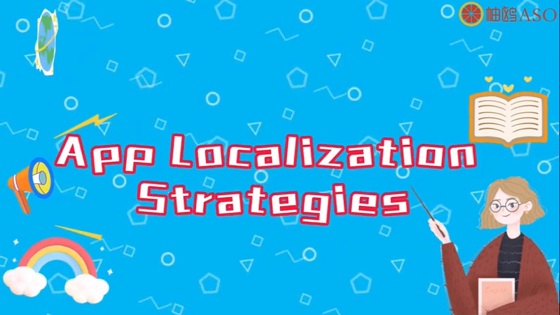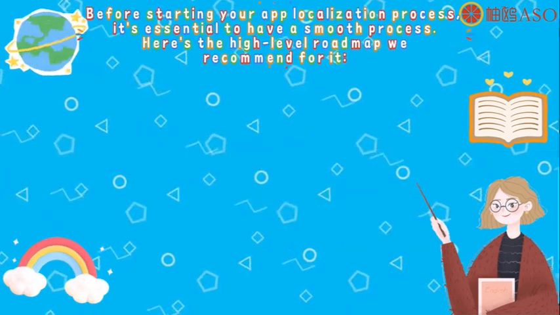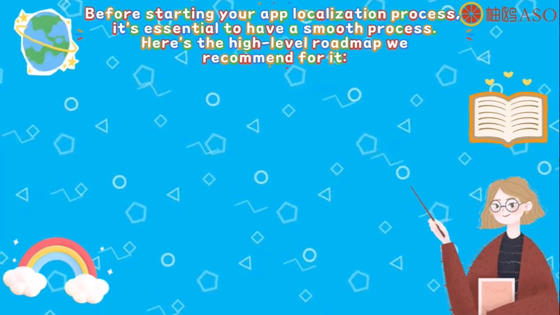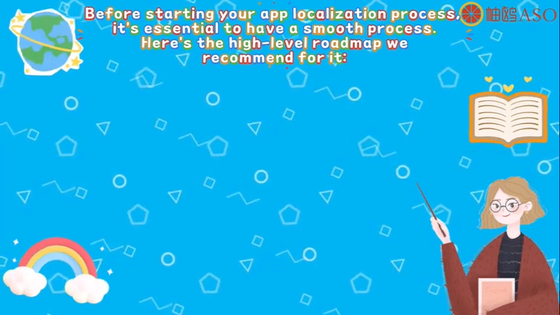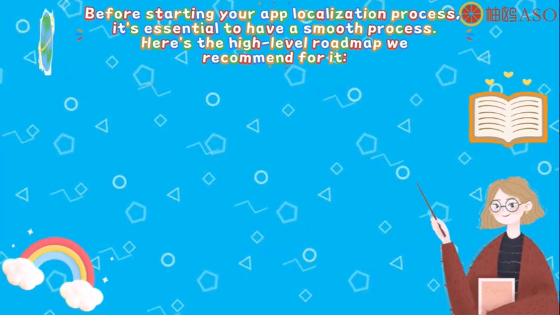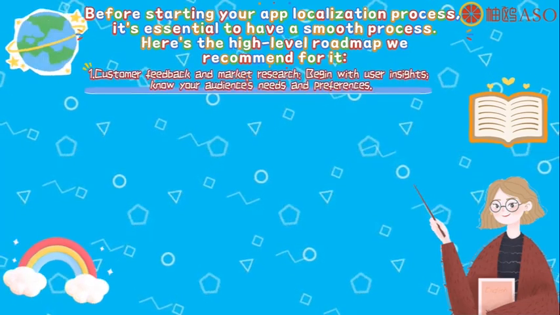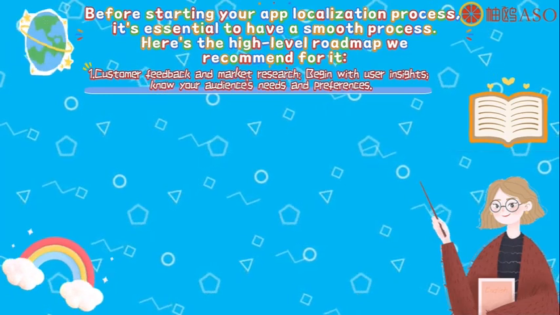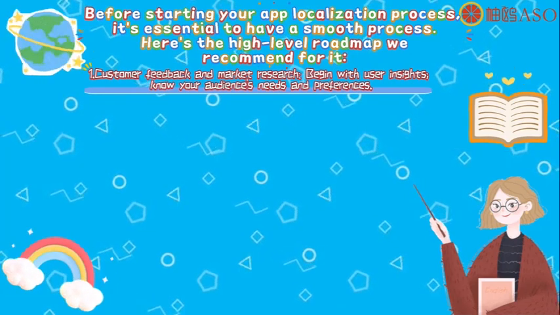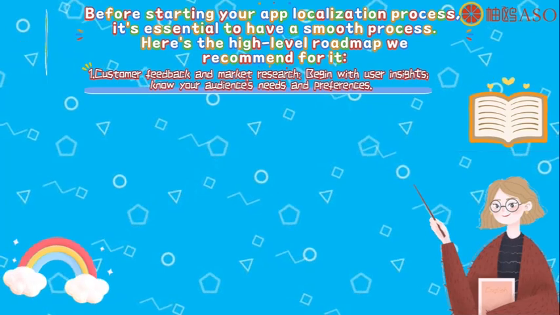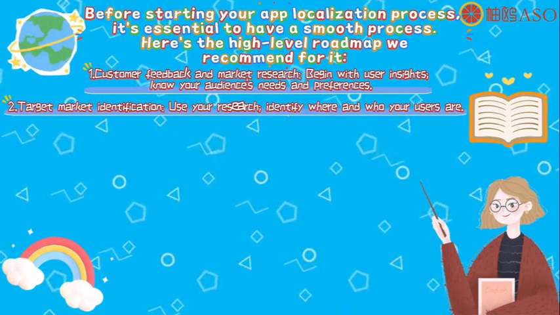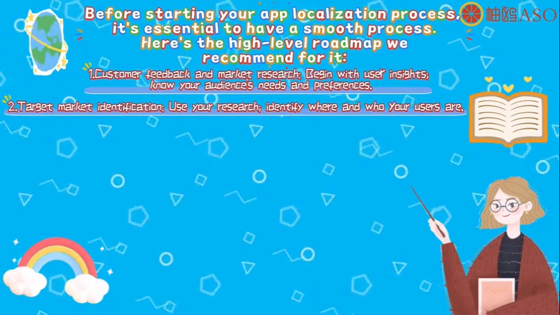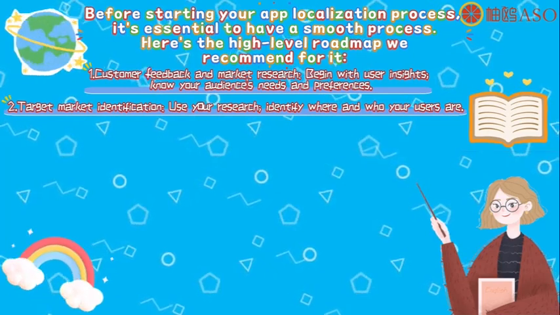App localization strategies. Before starting your app localization process, it's essential to have a smooth process. Here's the high-level roadmap we recommend for it. 1. Customer feedback and market research. Begin with user insights. Know your audience's needs and preferences. 2. Target market identification. Use your research to identify where and who your users are.